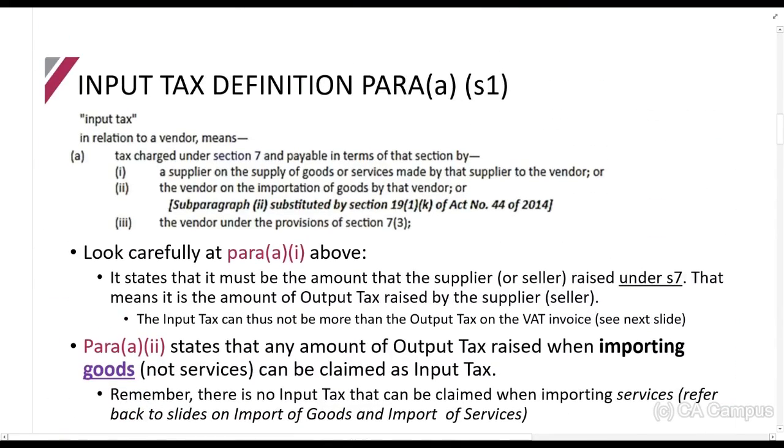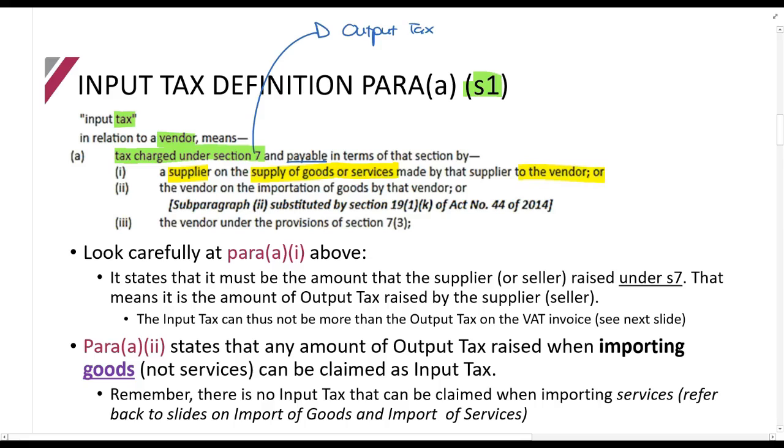So here's the definition of input tax in section 1. Can you see, input tax, not input VAT? It says in relation to a vendor means the tax charged under section 7. Section 7 is the section we looked at, which is the output tax. That tells you when to calculate output tax. So it's the tax charged and payable in terms of that section by a supplier on the supply of goods or services to the vendor.